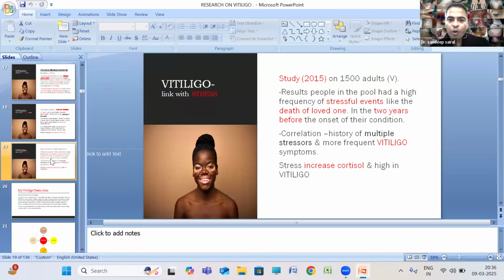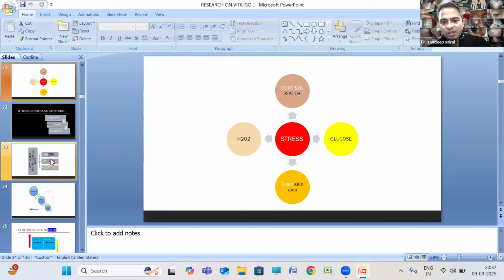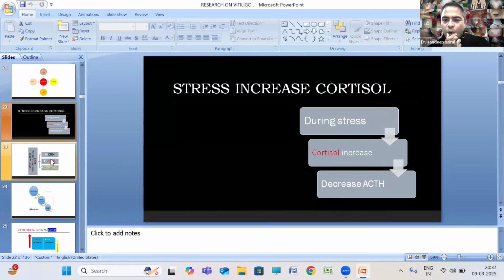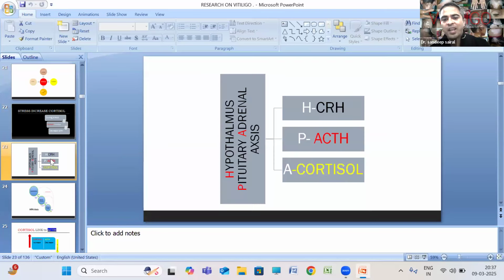Now, we have talked about stress's link with the brain-skin axis. Now we'll deal with stress's link with cortisol. During stress, cortisol increases and that decreases the ACTH. I know everyone knows here, but I'm just revising it. There's a hypothalamus-pituitary-adrenal axis. The hypothalamus releases corticotropin-releasing hormone. The pituitary releases adrenocorticotropic hormone. The adrenal gland releases cortisol.